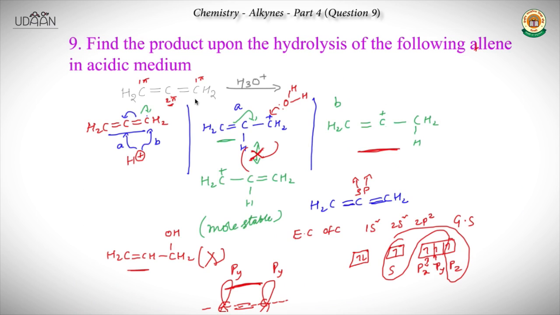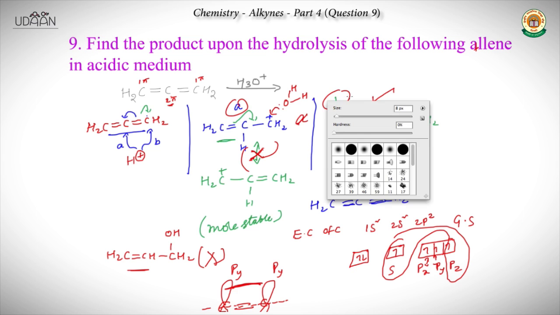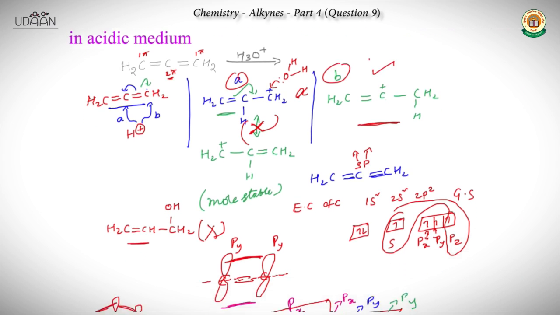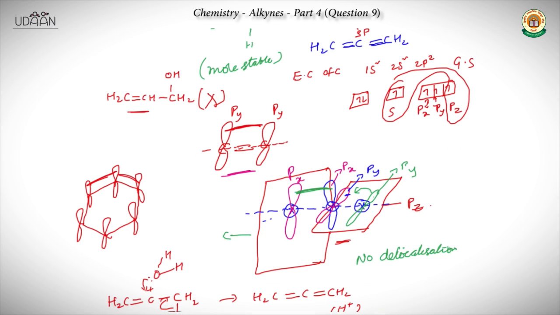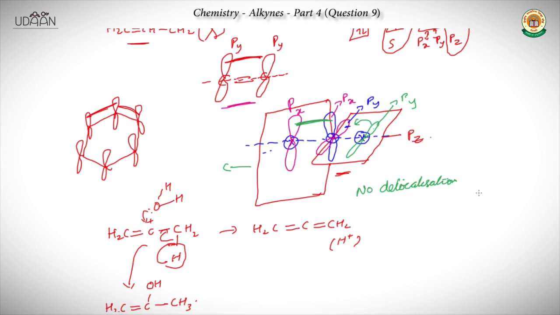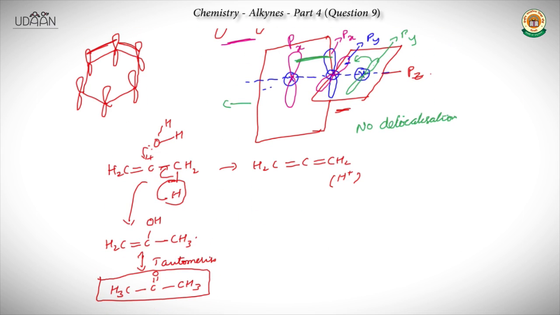First H plus attacked the compound, and two intermediates were possible. One was intermediate A and the other was intermediate B. We figured out that intermediate B will be more stable, and H2O will attack on that carbon forming an enol, which will tautomerize to a carbonyl compound. Now, we'll give you one more example for your sake.